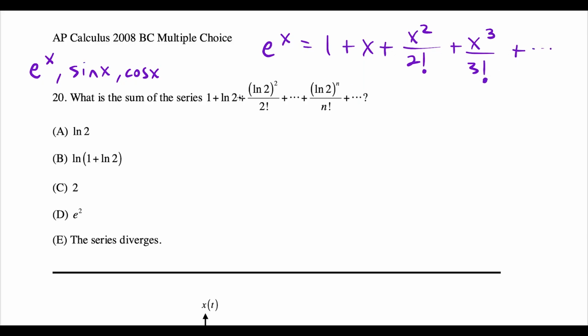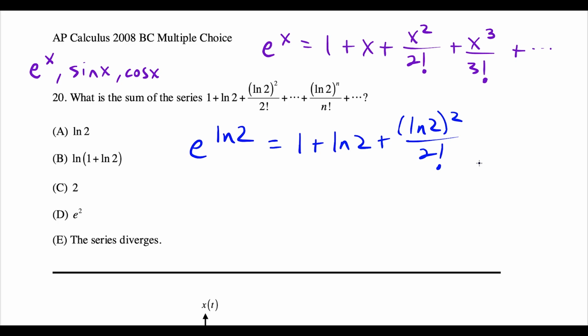So if you look at the question here, notice that this is the same thing as the Maclaurin series for e to the x, except instead of x, there's a natural log 2 in place. So what this tells us is that we're looking for e to the natural log 2. So the e to the natural log 2 would be us replacing all of these x's with ln 2. So this would be 1 plus natural log 2 plus ln of 2 squared over 2 factorial plus, and then this would go on and on.